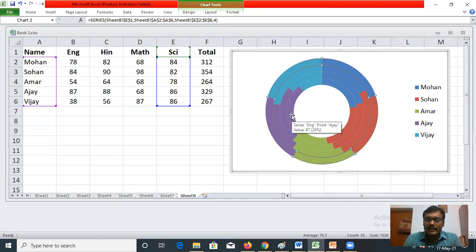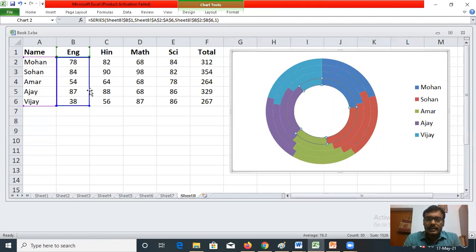When you click on different layers, you can see its reference selected in this data. Suppose you select the second layer, then the Hindi reference will be selected. Suppose you select the third layer, then the maths reference will be selected. So when you click on the data, its reference will be selected.